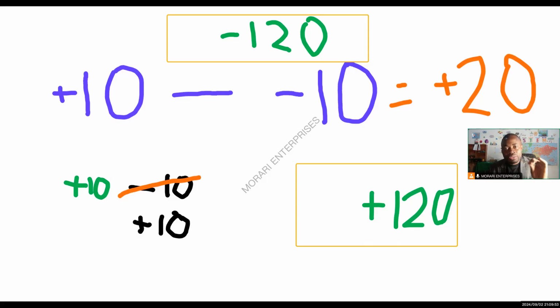Practice how to read your math questions correctly. Negative, positive. If there's a plus, you read your plus. If there's a minus, you read your minus. So this question in front of us is positive 10 minus negative 10, and the answer is positive 20.